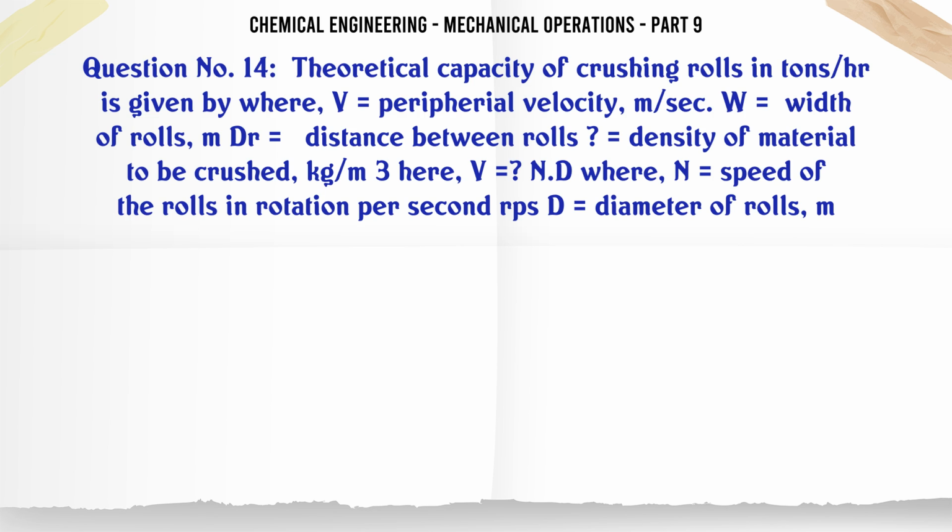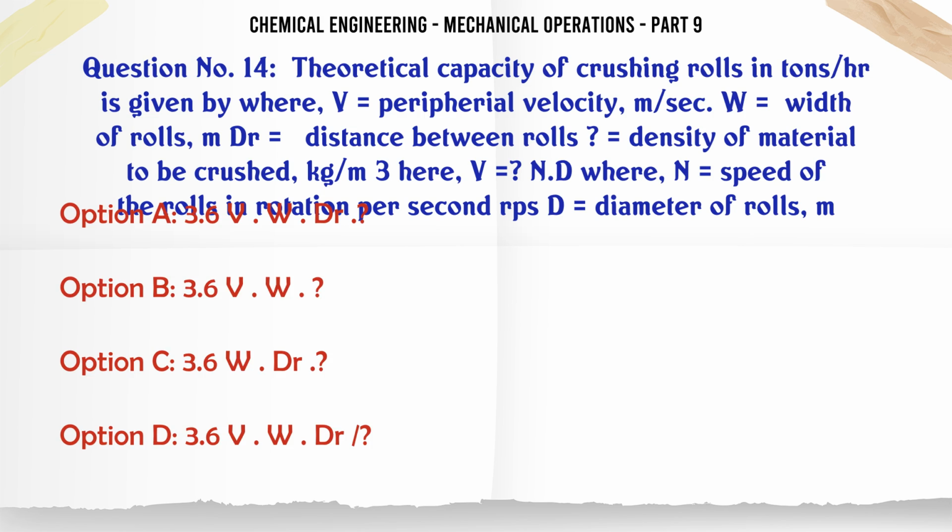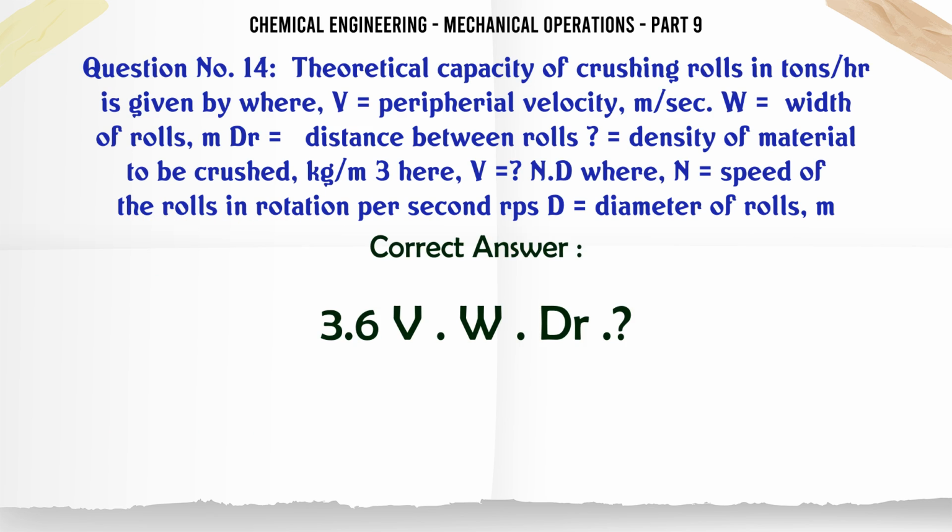Theoretical capacity of crushing rolls in tons per hour is given by, where V is peripheral velocity in m/sec, W is width of rolls in m, dr is distance between rolls, and ρ is density of material to be crushed in kg/m3. Here V = π n d, where n is speed of the rolls in rotation per second (rps) and d is diameter of rolls in m. A. 3.6 V W dr ρ, B. 3.6 V W ρ, C. 3.6 V W dr, D. 3.6 V W dr ρ. The correct answer is 3.6 V W dr ρ.